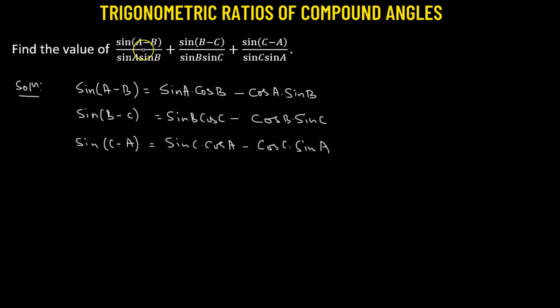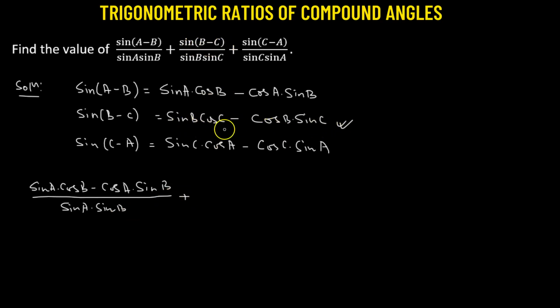Now let's replace this value in place of the numerator. So we have in the numerator for the first term, that will be sine a times cosine b minus cosine a times sine b divided by sine a multiplied to sine b. Coming to the second term, where we have sine b minus c in the numerator, we're going to replace it with the expression of the right hand side. So that's sine b times cosine c minus cosine b times sine c, all divided by sine b times sine c.